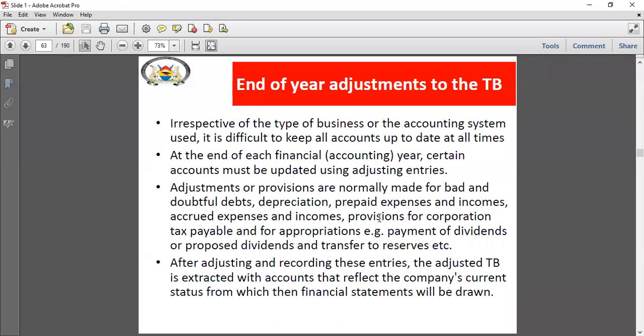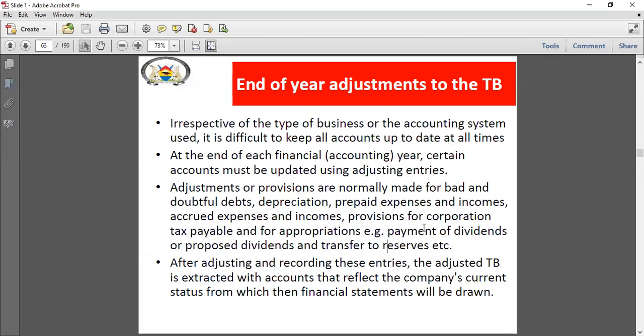And then we also have provision for corporation tax payable. You know very well that companies in Uganda, and basically any other country, face a 30% charge on profits. At the end of the year, it is very likely you've not paid this tax. For example, if your financial year ends in December, the obligation is for you to pay within the next 6 months. So in most cases, by the end of the financial year, you've not paid this tax, so you have to make a provision for it.